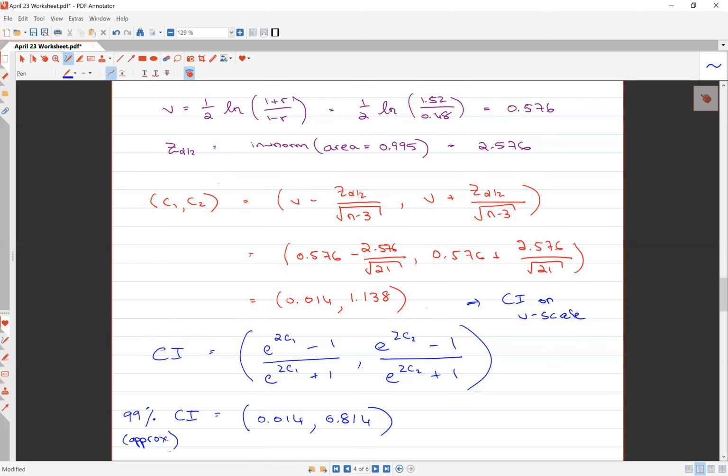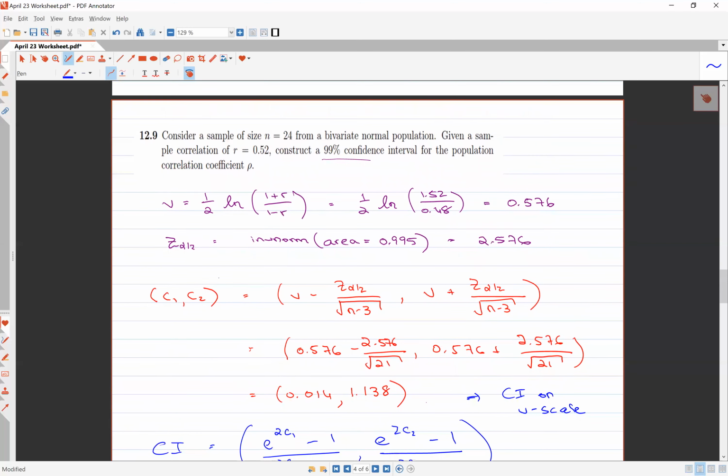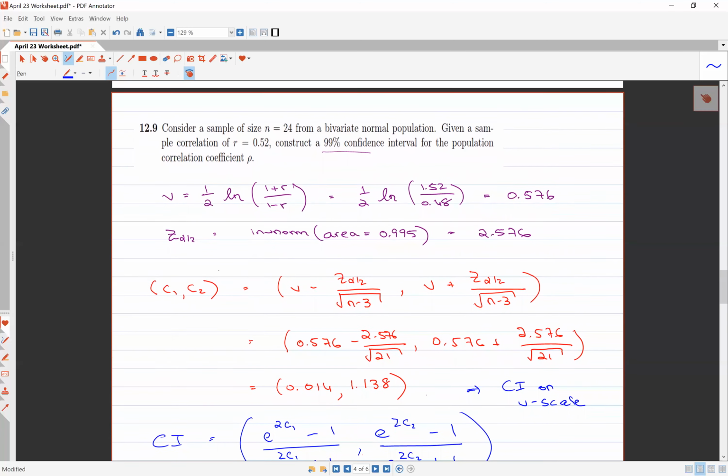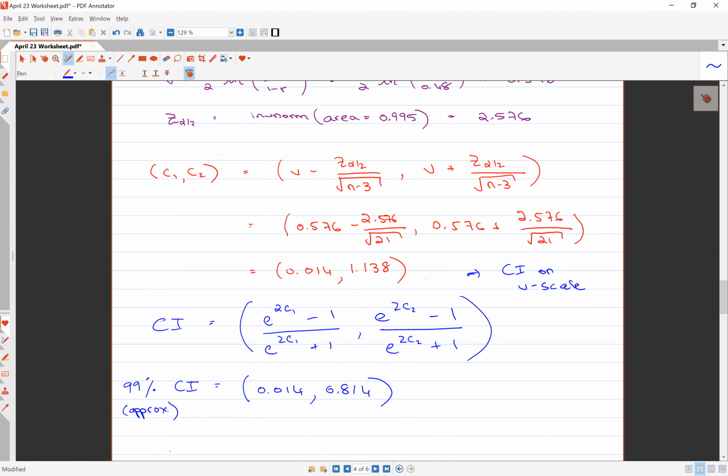So you can see here, we observed a positive correlation of 0.52. But at a sample size of 24, there's still so much inherent variability that any value from very close to 0 all the way through 0.814, all of those are consistent with the data that we've observed. Essentially, this gives us a range of values we could test under the null hypothesis, and we would not reject the null hypothesis, anything from 0.014 through 0.814.